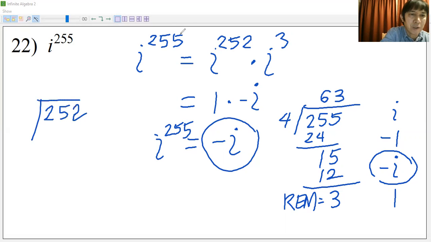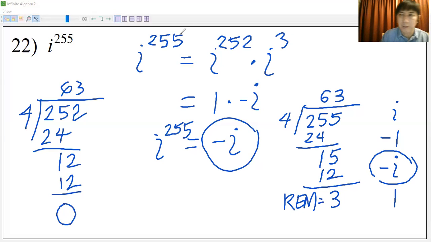252, divide it by 4. Okay? You have 6 and you have 24. Okay, a difference of 1, bring down the 2 to make 12. 12 by 4 is exactly 3. 3 times 4 is 12. This is 0. Okay, a remainder 0 means 1. Okay, so that's why we have here the 1 there. So 1 times negative i, okay, because i to the 3 is negative i. All right, so that means 1 times negative i is another negative i.